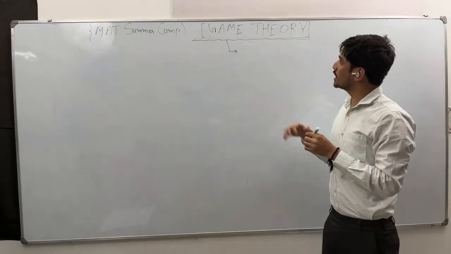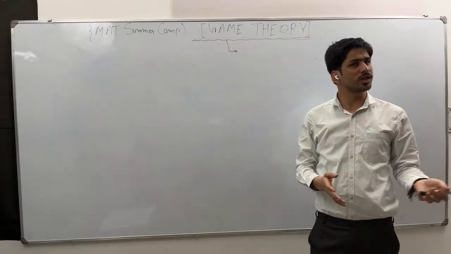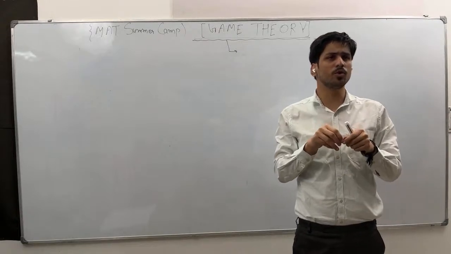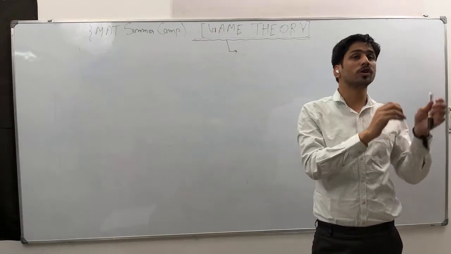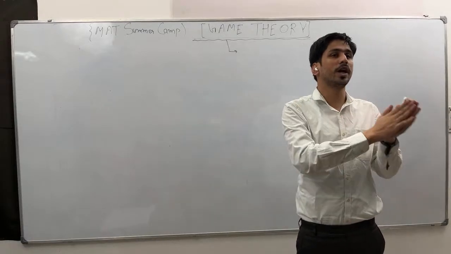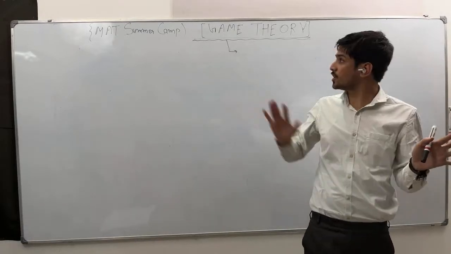So we can say it is nothing but the science of strategy. If you talk about any game, in game theory we'll always look for the optimum strategy or optimum course of action in which we can have more winning chances. That is called game theory.